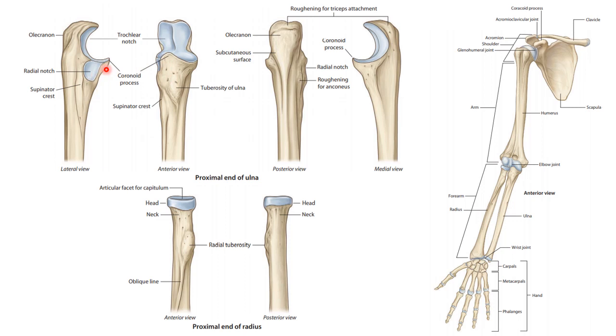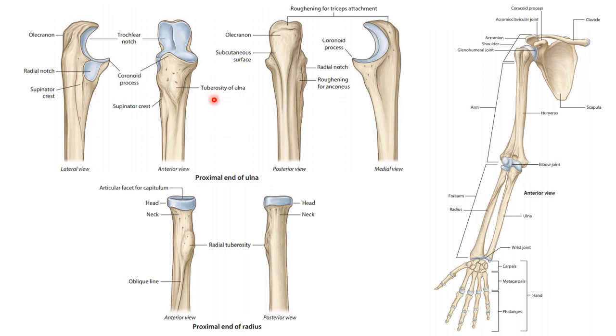And of course, if you remember, this is a pivot joint, so we will have the movements of pronation and supination. Just inferior to the coronoid process, we have another bony prominence, a roughening, called the tuberosity of the ulna.